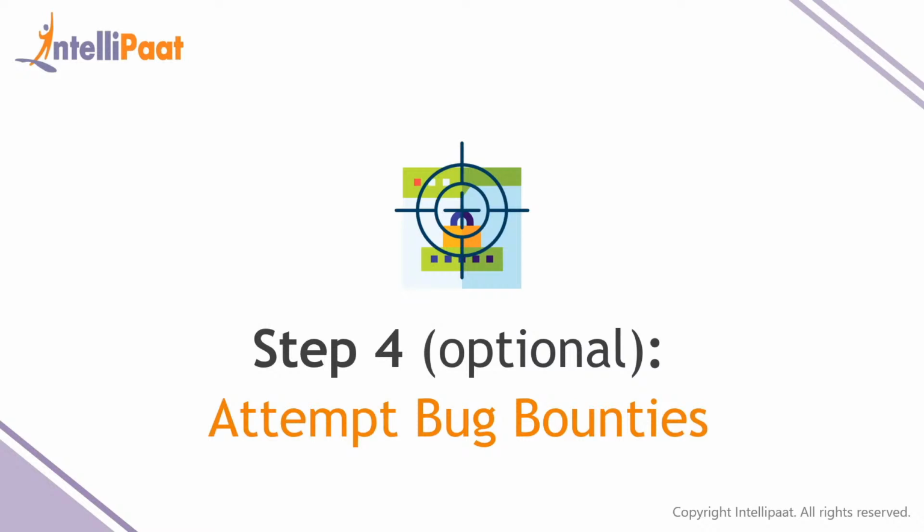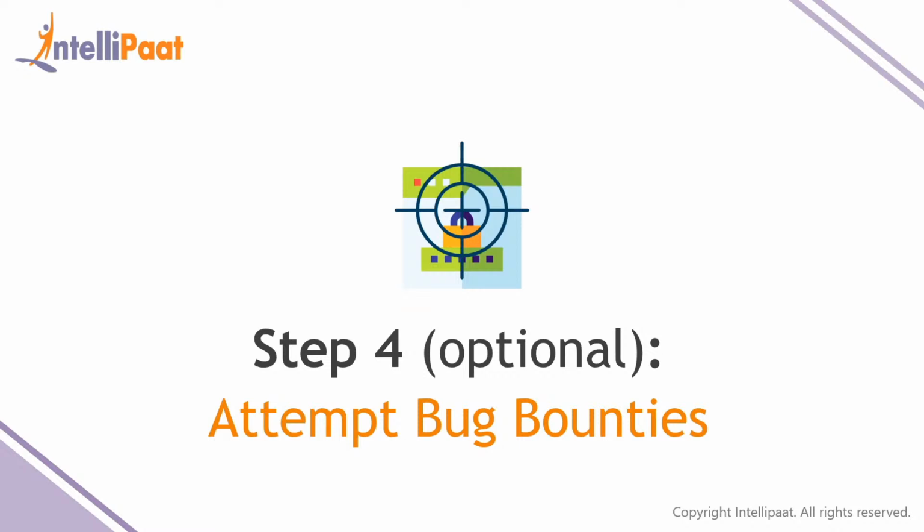Step four would be to attempt bug bounties. Now, this is an optional step, but it is highly recommended. So, after you've completed your CEH certification, if you land a job, that is pretty amazing. But if you don't want to exactly go into the corporate section of hacking, what you could do after that is attempt bug bounties. Now, the certification is not important to attempt bug bounties, but the certification will certainly provide you with the skills to do this.